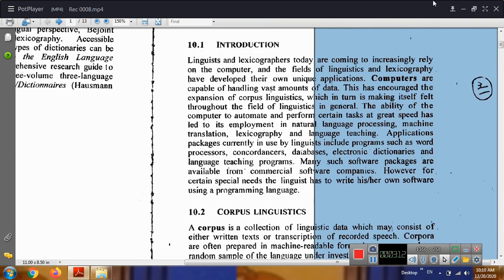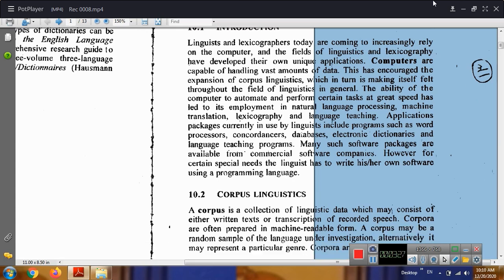Here in this paragraph, we read about the two important roles of the computer, which are its great speed and the vast amount of data it can analyze. And here we saw some software and programs like word processors, concordancers, databases, electronic dictionaries, and language teaching programs.